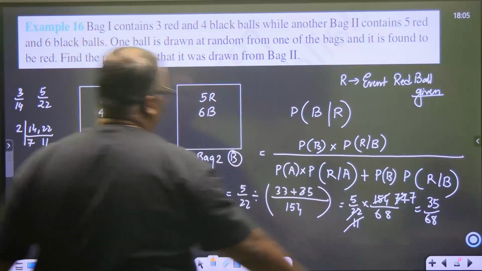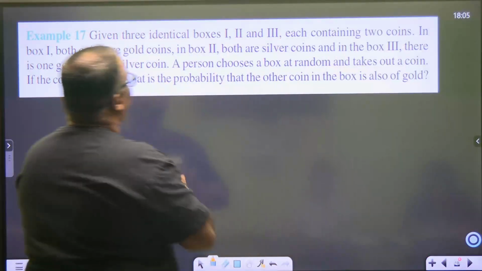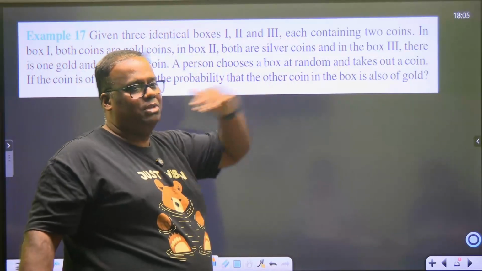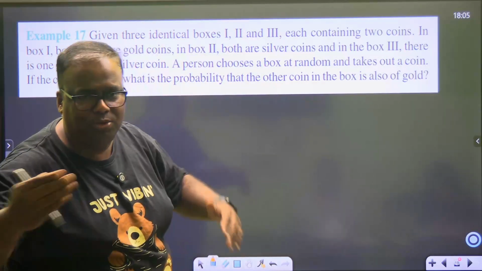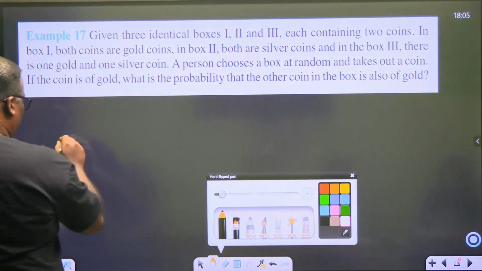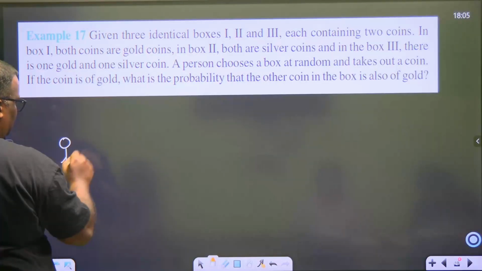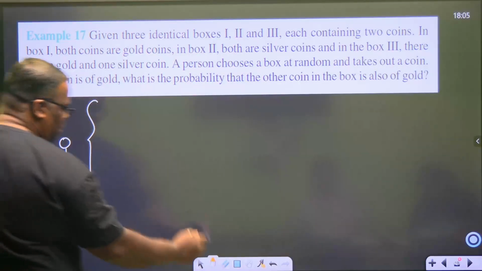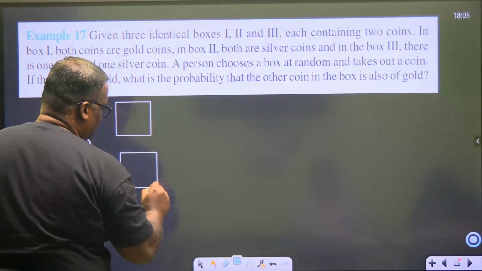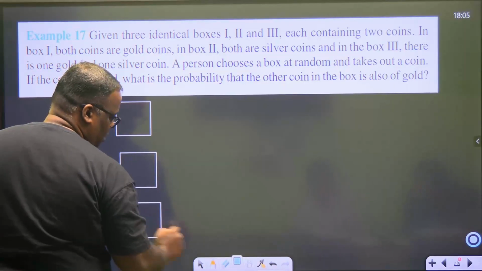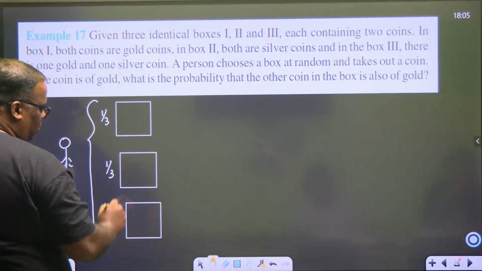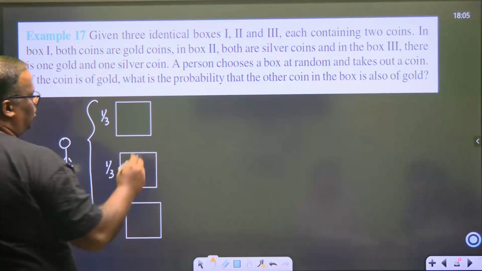Okay. Let's pick one more. Given 3 identical boxes. Child, what does identical boxes mean? That it will be 1/3, 1/3, 1/3. Okay? So I will just try to draw the problem. Obviously there has to be one person and the person will enter a room and the room is having 3 identical boxes. So let's make the 3 probabilities. For picking the box it is 1/3, 1/3, 1/3. 3 identical boxes, 1, 2 and 3.